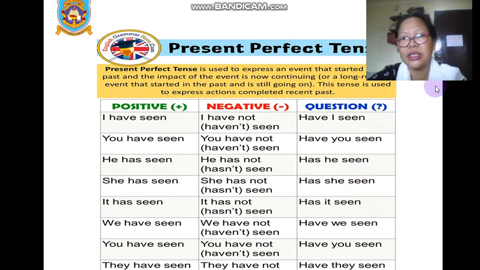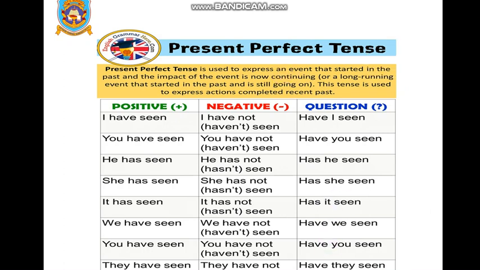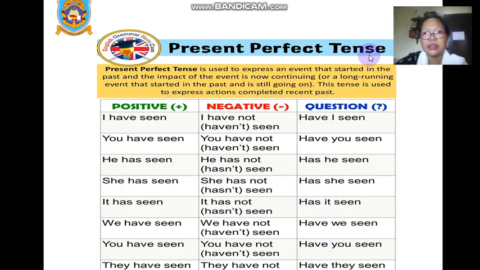Alright, let us first learn what is a present perfect tense. Present perfect tense is used to express an event that started in the past, and the impact of the event is now continuing, or a long-running event that started in the past and is still going on. That is the present perfect tense. This tense is also used to express actions completed in the recent past.